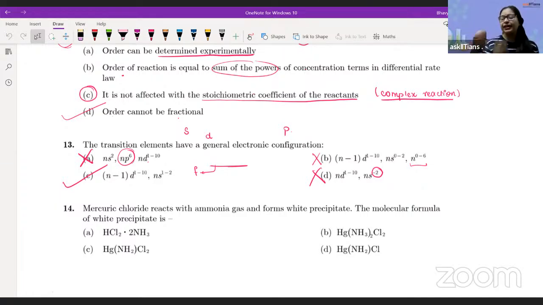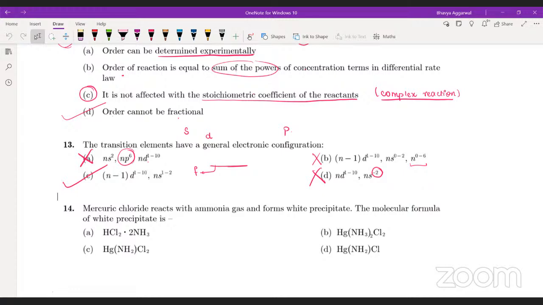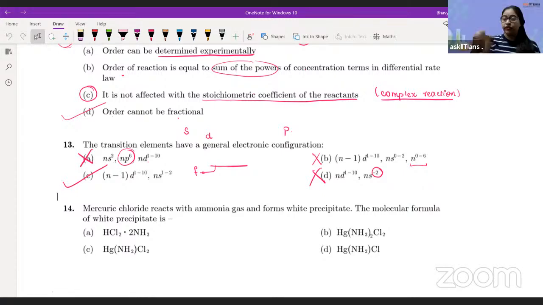Yeah, technically that is wrong as per Aufbau's principle. But this way can be done only if the arrangement is in the line of N plus L. If it is in sync with Aufbau's principle, then yes, you can do it. Okay, right?